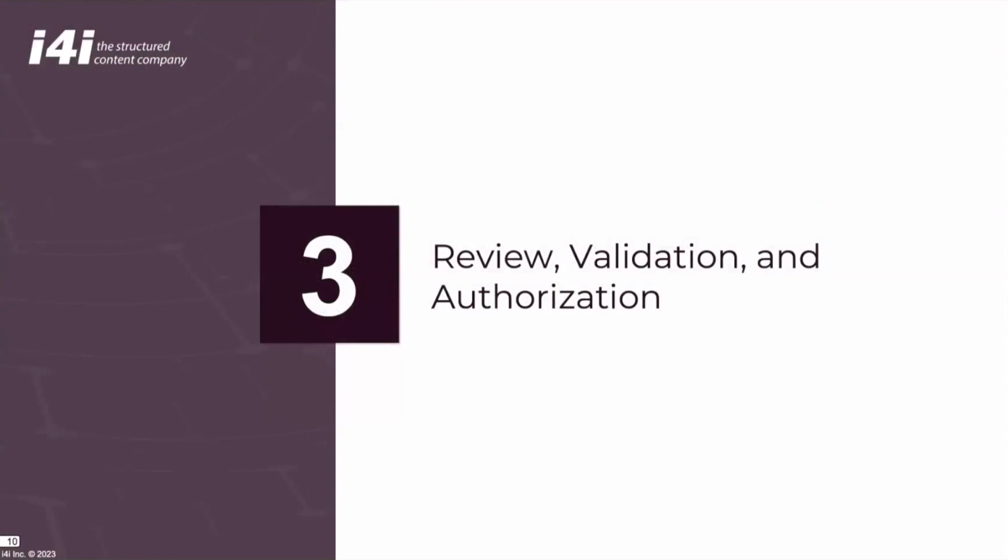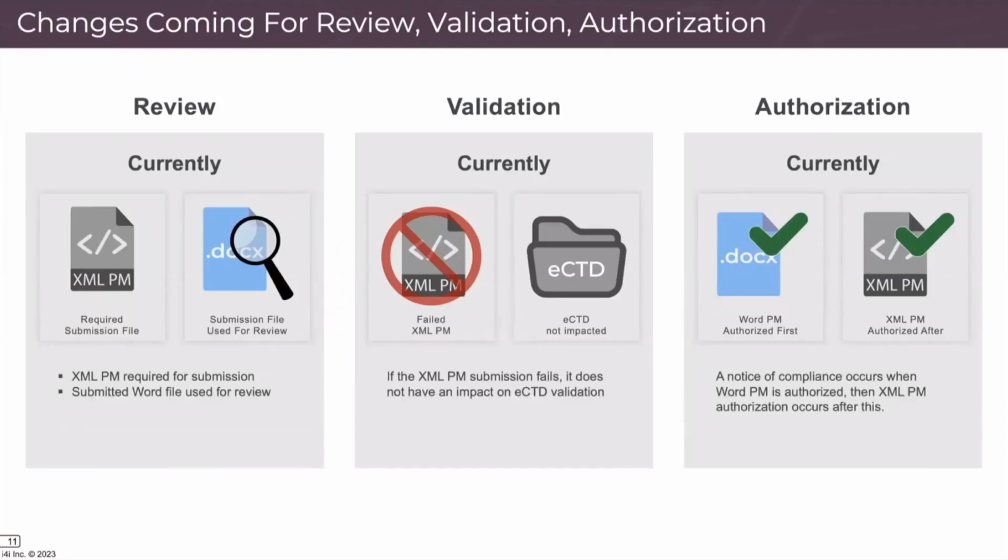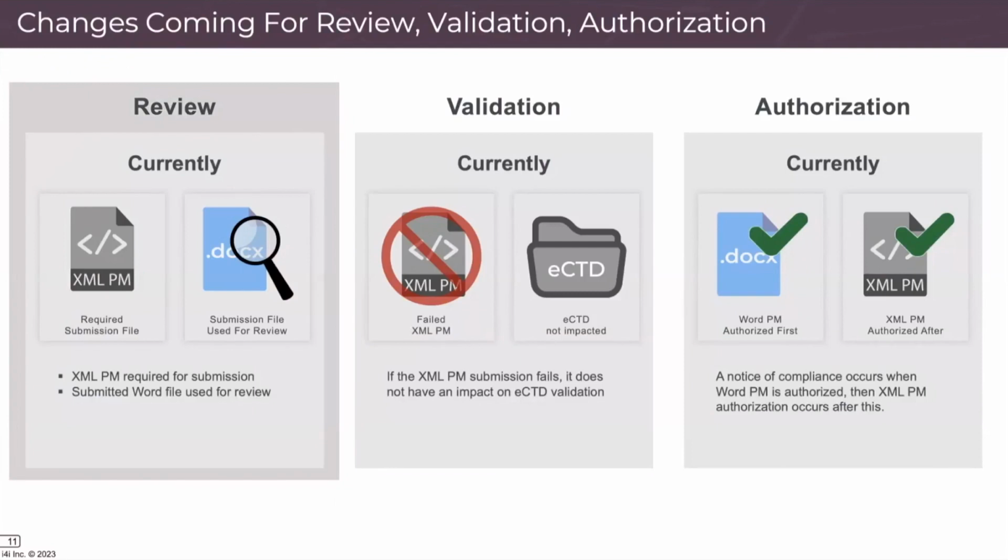There will be changes to how XML PM submissions are reviewed, validated, and authorized. Let's look at what's being planned. The current procedure requires you to submit the XML PM along with the Word formatted product monograph in the first sequence. The review is then done on the Word product monograph. Once approved, the final XML PM is submitted as a third and final step.